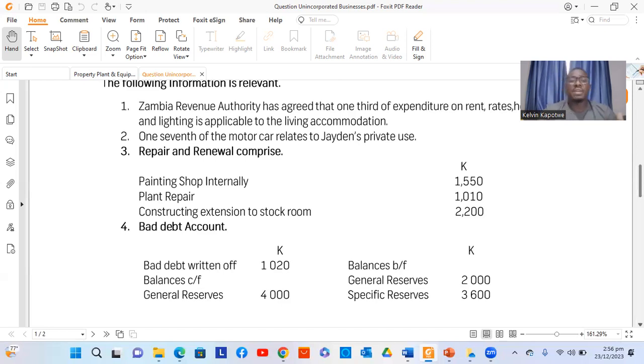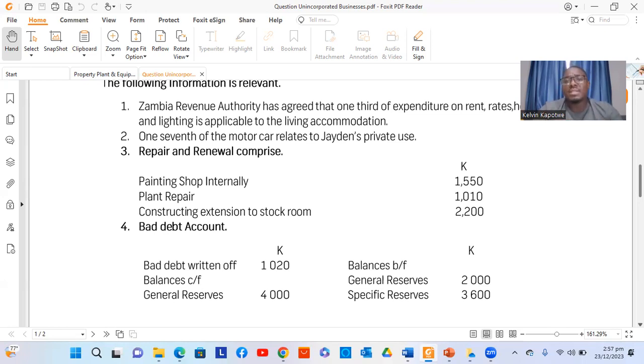But for specific bad debts that are written off, the income tax guides us to say those are allowable expenses, okay? But when specific bad debts are written off and later on you recover them, when they are recovered, they become taxable income, and as such, you must add back the recovered portion to the accounting profits for the purpose of calculating income tax. So that is another guidance.